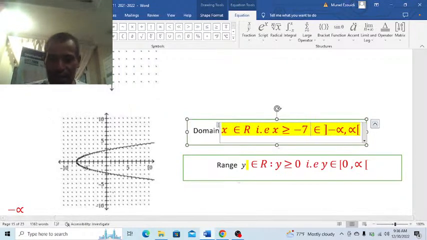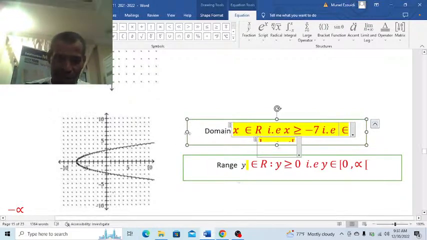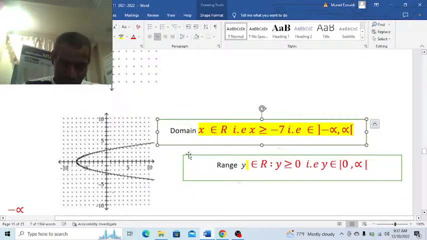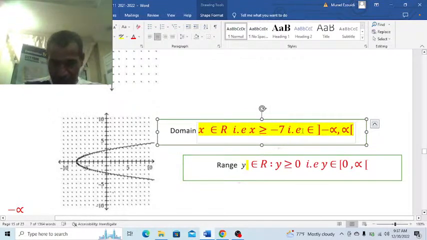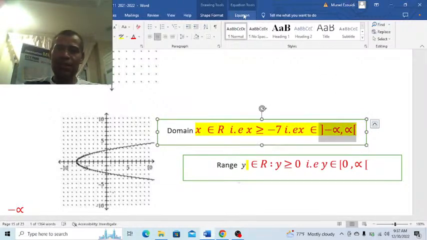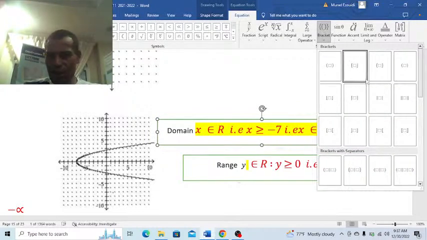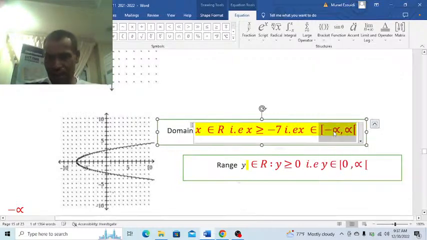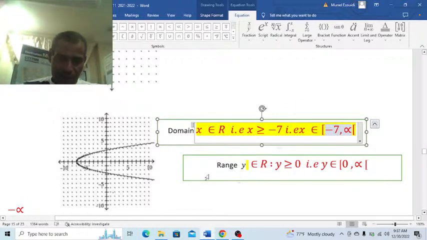This means you can also write it as x belonging to the interval closed from the left-hand side and open from the right-hand side. So just write here -7 to infinity.